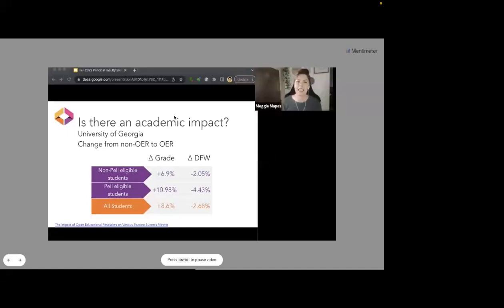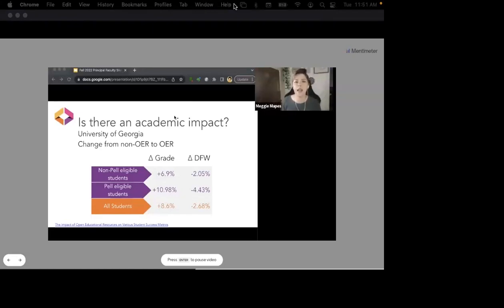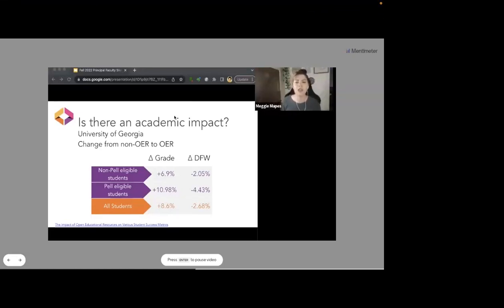But really interestingly is that second row, which shows Pell eligible students in particular, that almost 11%, there was an almost 11% increase in their grade and 4.43 drop in that DFW component. So we can again see the kind of real impact when we do institute open educational resources and we're thinking about the impact on overall academic success. So we can see that it helps move us closer to achieving educational equity and improving the academic experiences of students, because not having money to buy course materials can really, really make a difference.